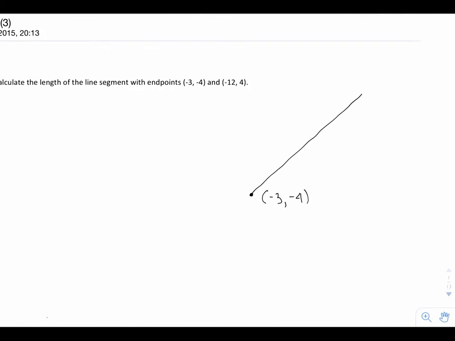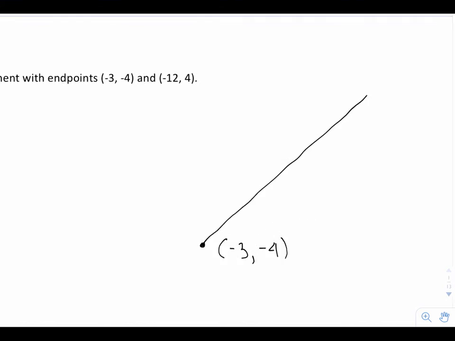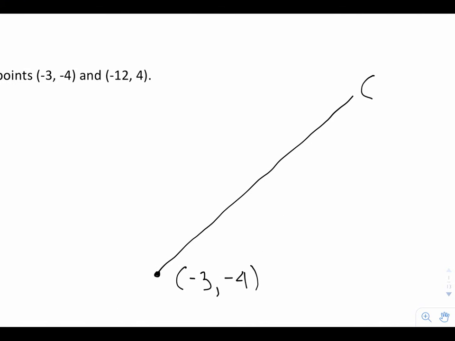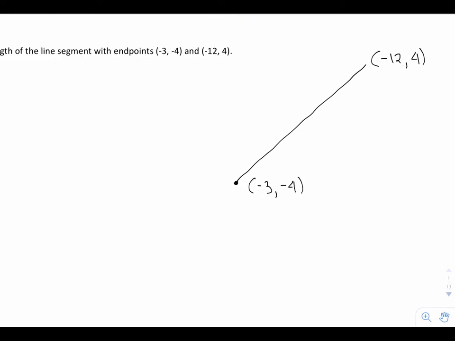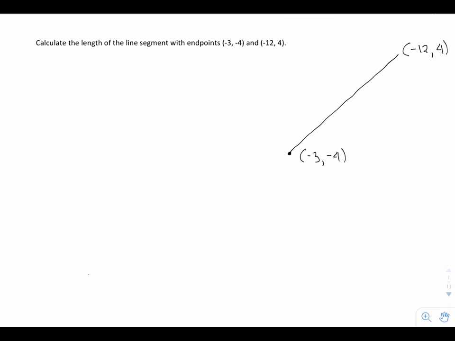So here's one. This is going to be endpoint -3, -4. And the other endpoint is going to be -12, 4. So that's over here, -12, 4. So those are our two endpoints, and we want to calculate the length of that line.